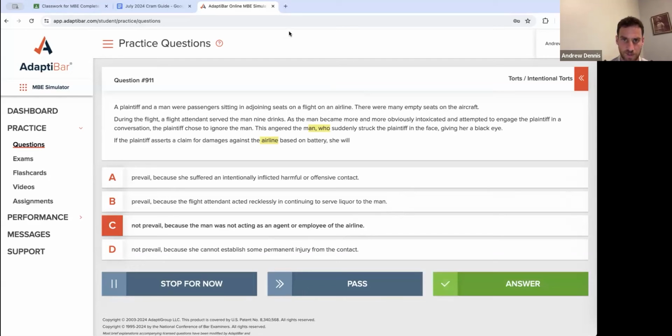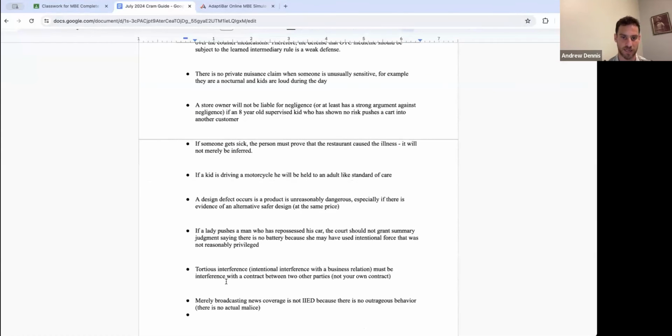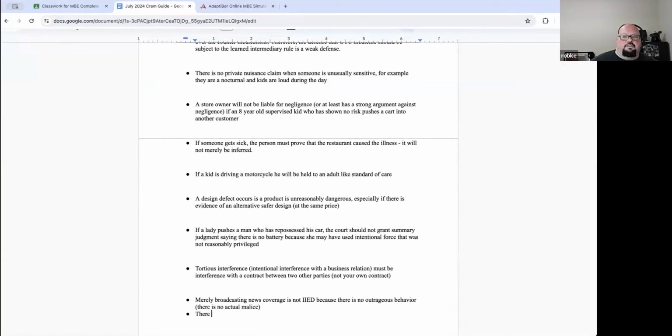It wasn't the airline, it was the man who did the tortious act. For the airline to be held responsible for a man's commission of battery against a plaintiff, vicarious liability must apply. There's no evidence of a special relationship between the man and the airline, such as being an agent or employee. As such, vicarious liability will not attach. Hey, Andrew, what about common carrier? Doesn't the airline have a responsibility to ensure that the other passengers aren't intoxicated? Absolutely, but that wouldn't be a claim on battery. That would be a negligence claim. Ah, got it. That's a breach of a duty, but here it's battery.